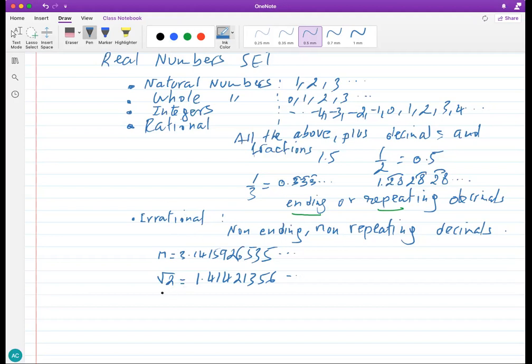Same thing with radical 3, radical 7. Unlike radical, for example, radical 9, the square root of 9 is 3. So that would be a natural number or a whole number, also an integer.